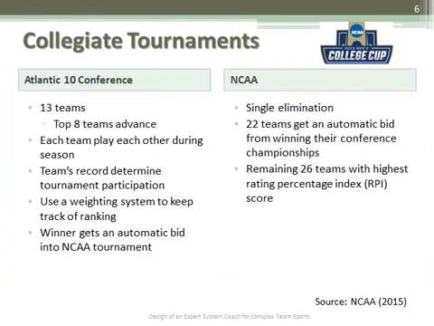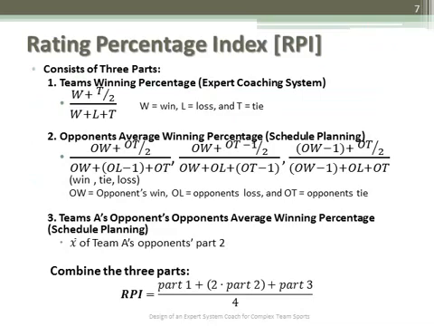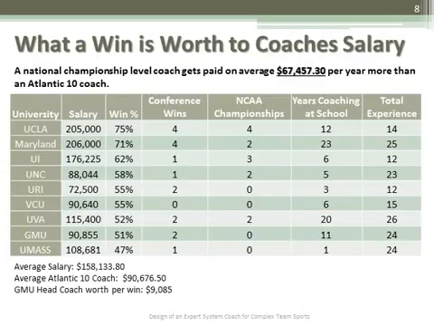Coaches are assessed on their performance in both conference tournaments, in GMU's case, the Atlantic 10, as well as the NCAA tournament. Tournaments are decided on teams' RPI scores, which consist of three parts: team's winning percentage, opponent's winning percentage, and opponent's opponent's winning percentage. So when coaches have a strong strength of schedule, their RPI can greatly improve.